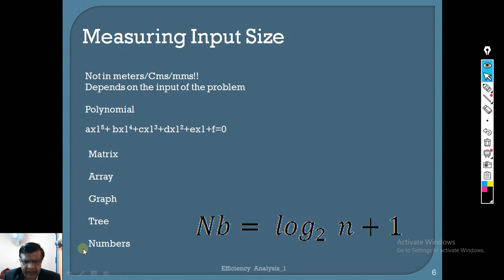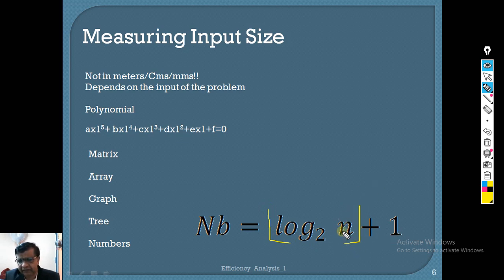And if it is a problem related to numbers, like finding GCD, finding LCM, finding the factorial of a number, or checking a prime number, we need to consider the input as how many bits are required to represent this particular number. And for that there is a formula. The number of bits required to represent a decimal number n is given by the floor of log 2 n, plus 1.